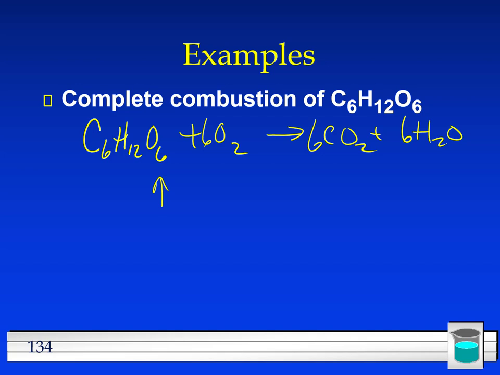Anybody recognize this equation? Not from this year, but from last year. Last year you didn't call this combustion. You called it respiration. Cellular respiration. Glucose and oxygen makes carbon dioxide and water. You turn it around, water and carbon dioxide make glucose and oxygen. We call it photosynthesis.